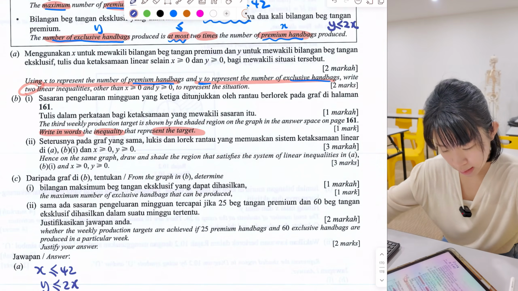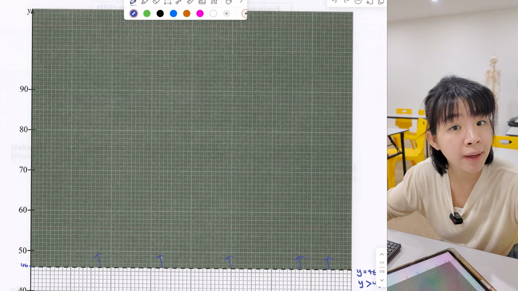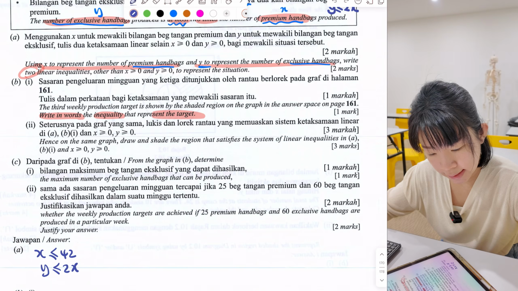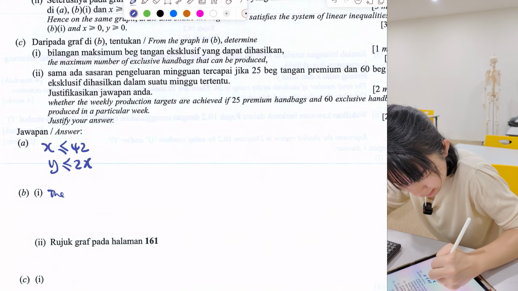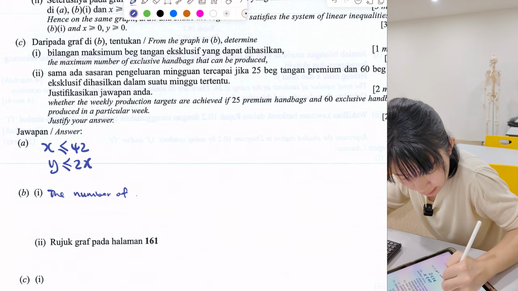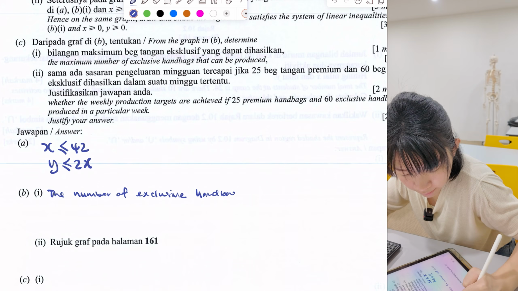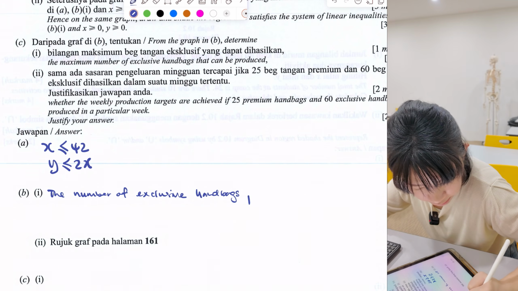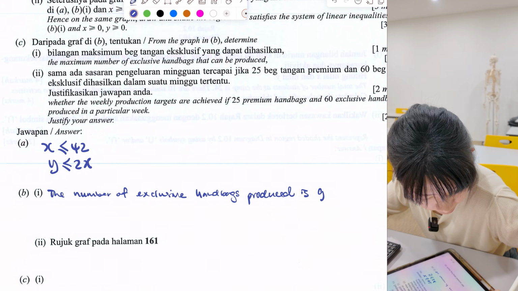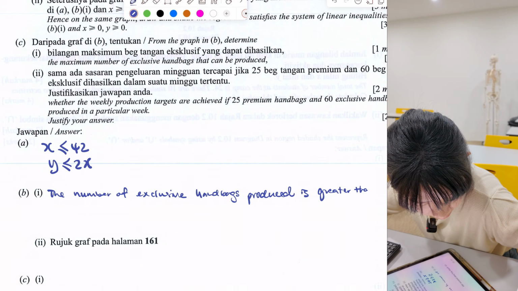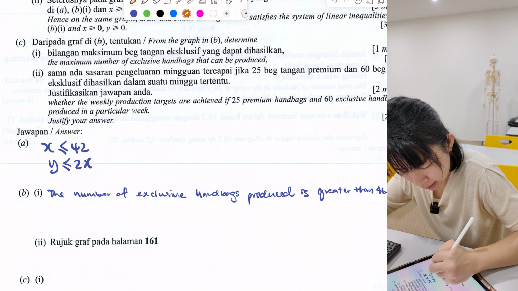But now they want us to write in words. For this y, y is premium or exclusive, you have to mention. y is exclusive handbag. Write in words, we can write together: the number of exclusive handbags produced is greater than 46, more than 46.